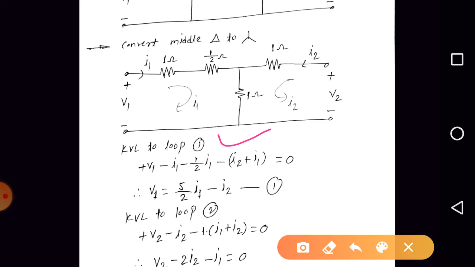So we can write plus V1 minus 1 into I1 minus 1 by 2 I1 minus 1 into I1 plus I2 is equal to 0, right? So from this V1 is equal to 5 by 2 I1 minus I2, right? We require V1 and I2 in terms of I1 and V2, right? So we need to replace this I2. So let us keep it as equation 1.